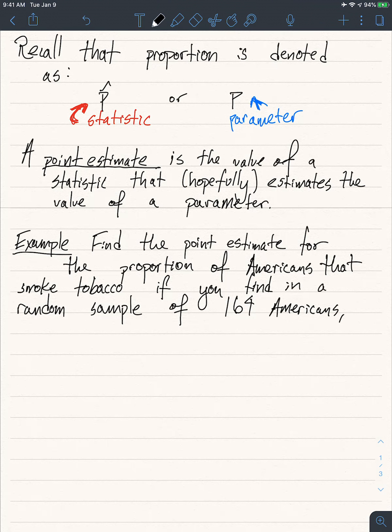how many did we find smoking? Let's say 23 smoke tobacco. So you went out there and you sampled 164 Americans, and out of those, you found 23 smoke tobacco, and we want to find the point estimate.